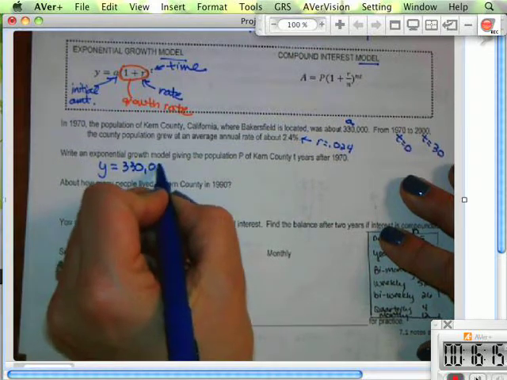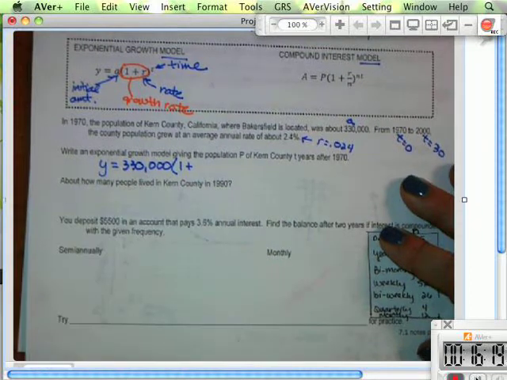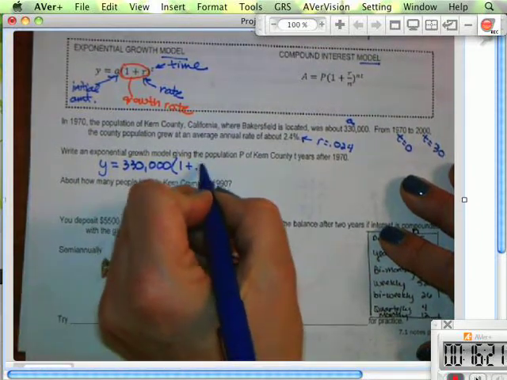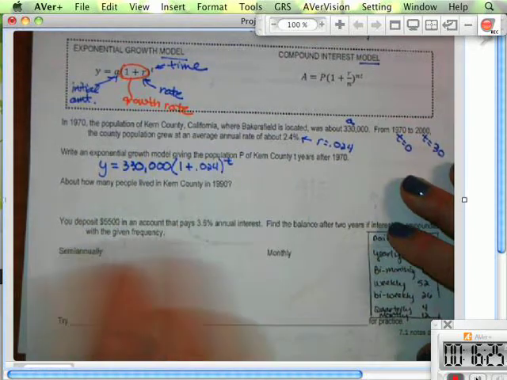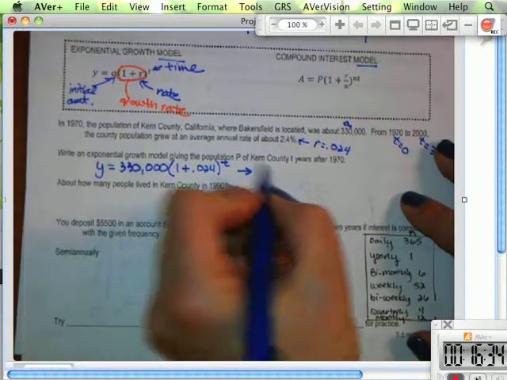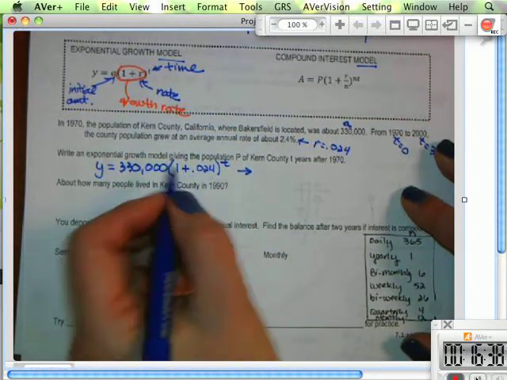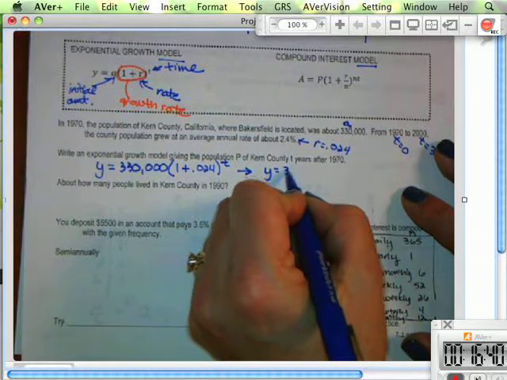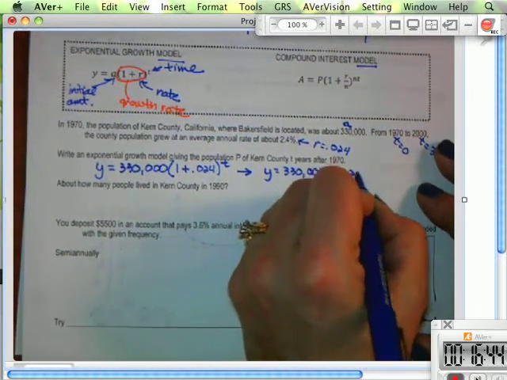330,000. And then I have 1 plus, what's my rate? 0.024. And I'm going to leave it as T because I want to keep a model where I can plug in any year since 1970. That's what they're asking me to do here. Now, I would make this prettier by combining these two, 1 plus 0.024. It would be 1.024 to the T.